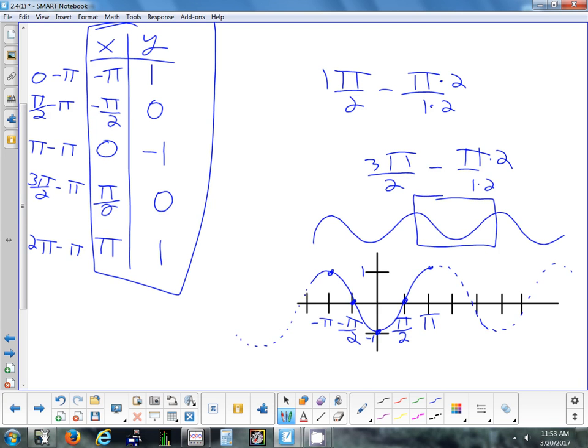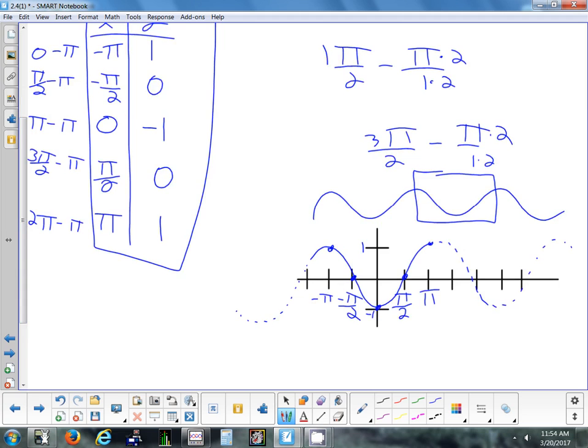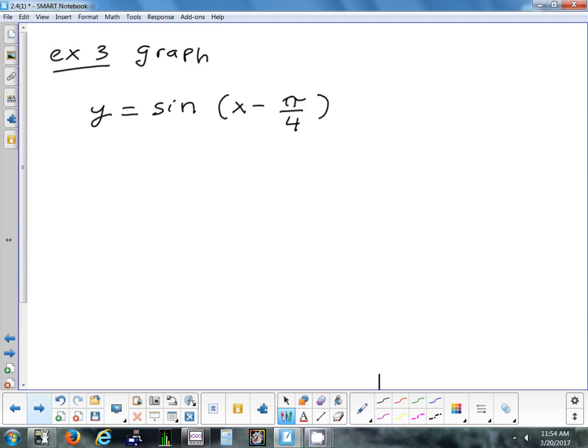Okay, any questions on that one? Okay, so that's the second common shift that we do, by pi. And the last one we'll do is shifting by pi over 4.